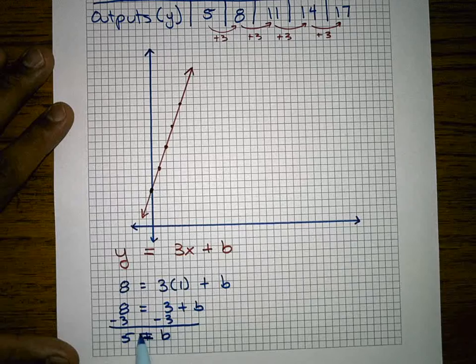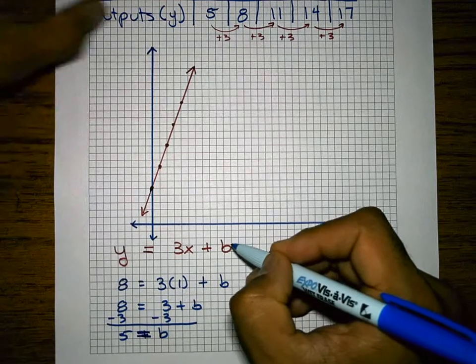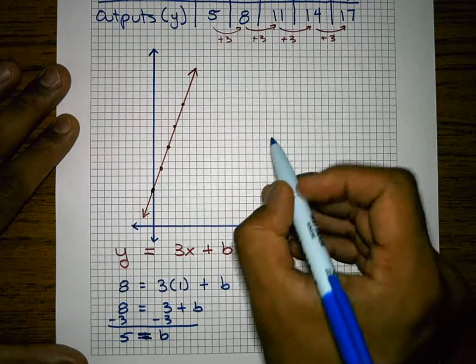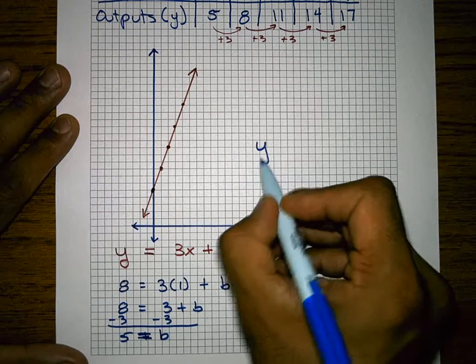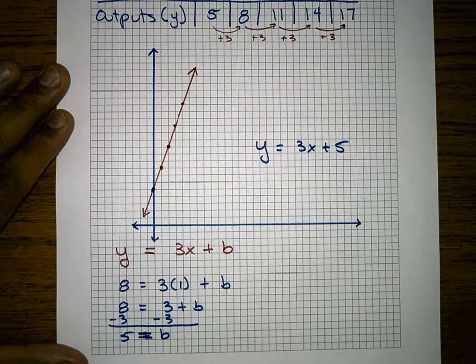Yeah, sorry, that equals 5. So what that means is I need to put a 5 here so that this will work out. So let's test it. The equation that I should get, we'll write it up here, is y equals 3x plus 5. And I'm going to test it, okay?